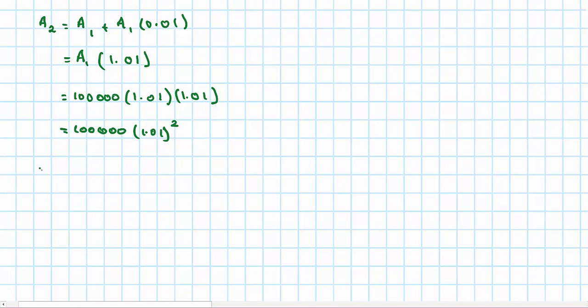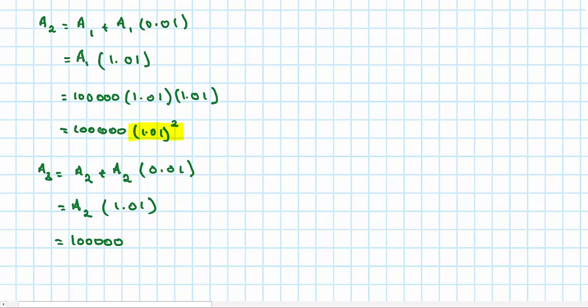Now, moving on to A3, that would be how much money we had at the beginning of month 3, plus the interest that's been collected over that month, month 3. So that would be A2 times 0.01. Just like before, factorize, so that I've got 1.01, and A2 was 100,000 times 1.01 squared. I'm hoping you can see I have 1.01 squared times 1.01, so that's going to be 1.01 cubed.